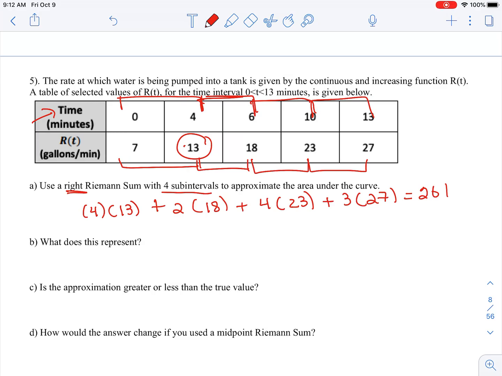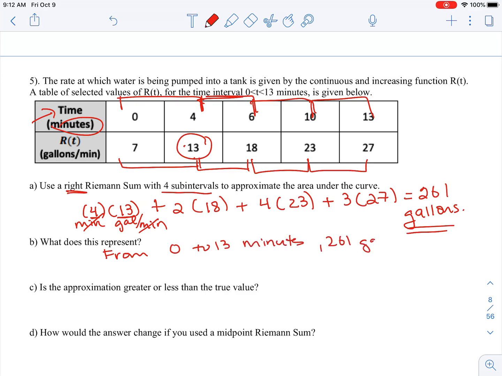Okay, now let's think about, okay, what does this 261 represent? Let's do units here. What's the units on the 4 that we came up with? The units on the 4 was minutes, and the units on this 13 is gallons per minute. So notice what happens. For all of these rectangles, your units are gallons, so this is really 261 gallons. So this number is saying from 0 to 13 minutes, 261 gallons of water has been pumped into the tank. That's what that number represents.